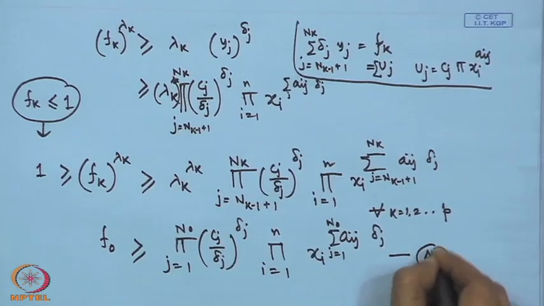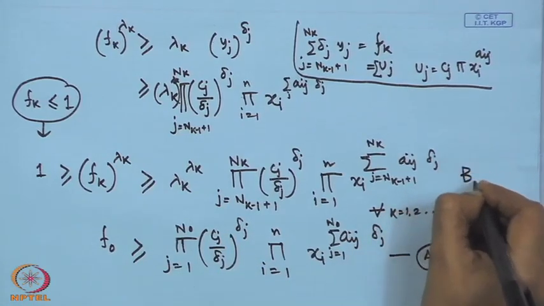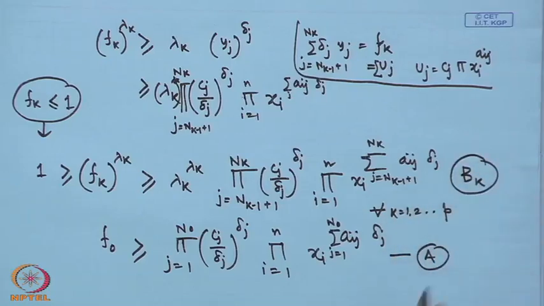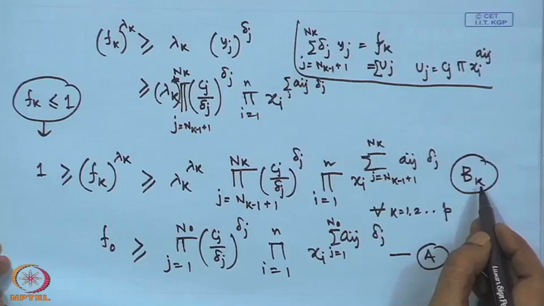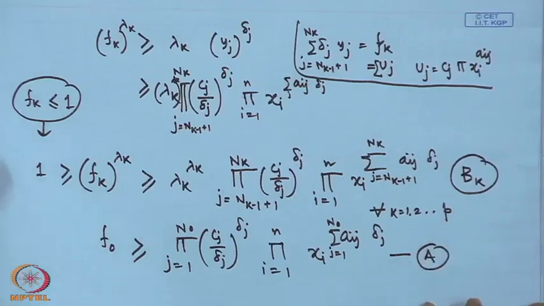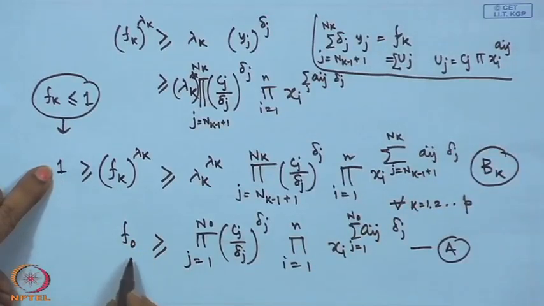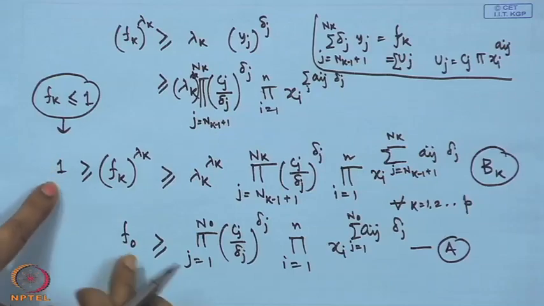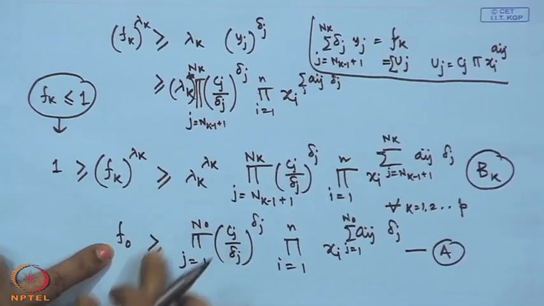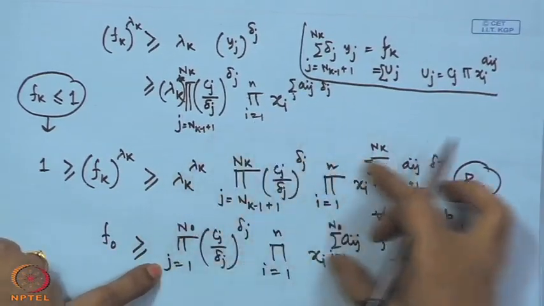Let me consider this as A, and we have k number of B's. Then let us just multiply A and B k's together by considering k is equal to 1 to p. Then we will get a nice result in the next. We will get f naught on the right, because here we have 1 and here we have f naught. That is why if we multiply, it would be f naught greater than or equal to the multiplication of all.